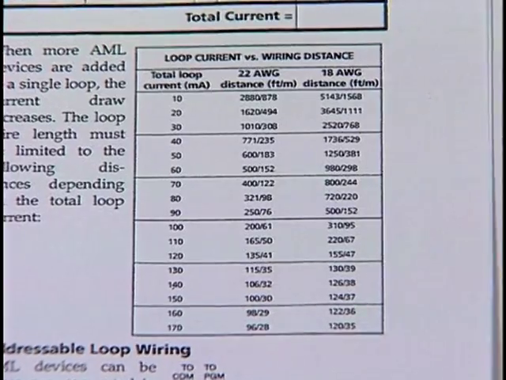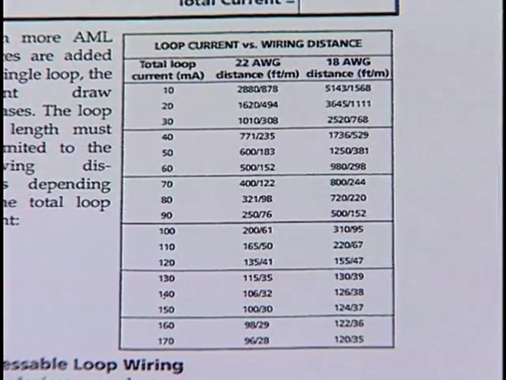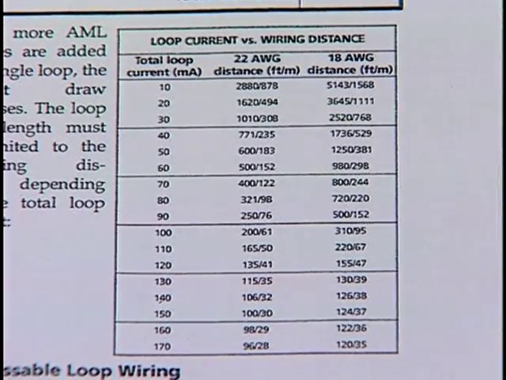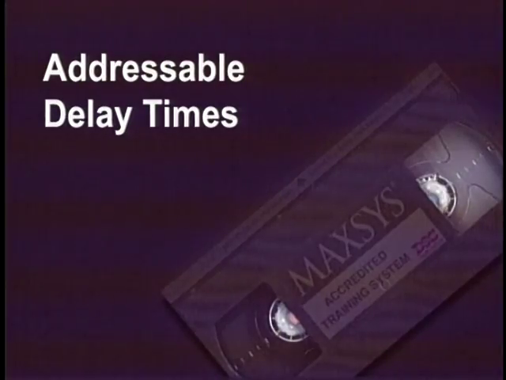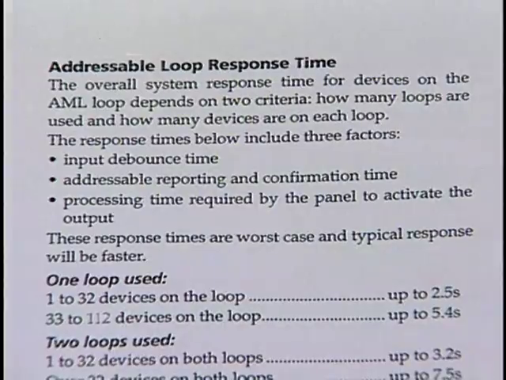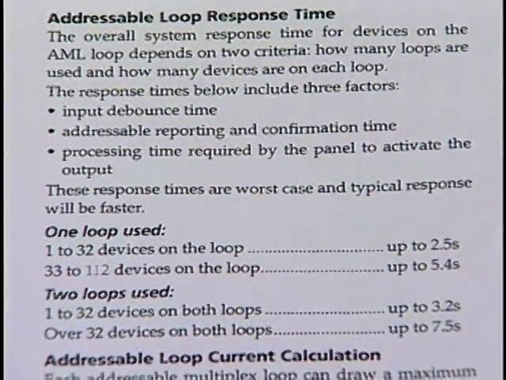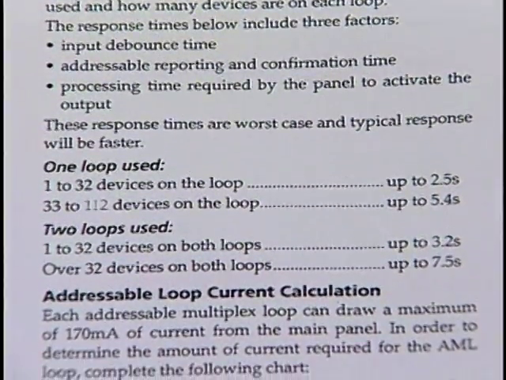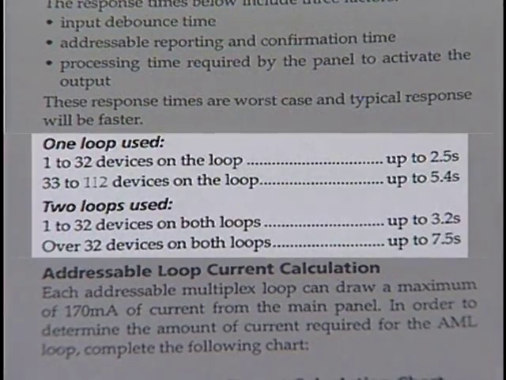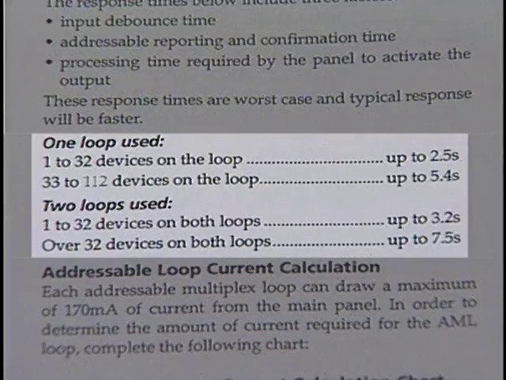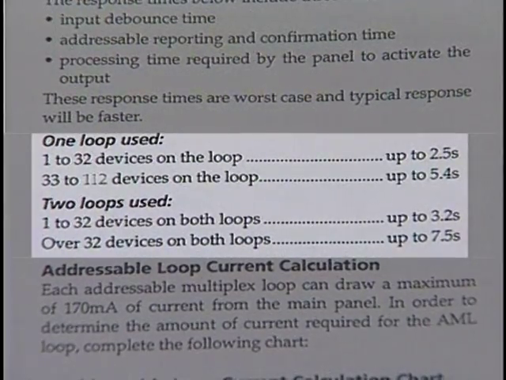The lookup table on page 6 of the installation manual is used to determine the maximum wire length for wiring AML detectors. Because the panel can only check one AML device at a time, it takes time to scan the PGM outputs to verify zone status. The amount of time is dependent on the number of PGM outputs used and the total number of detectors on each.